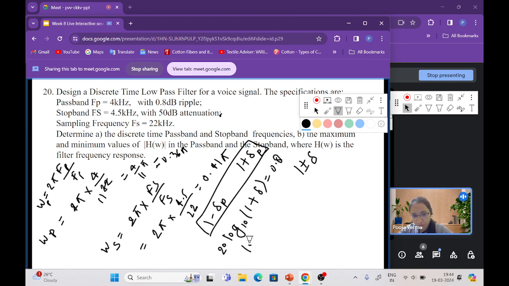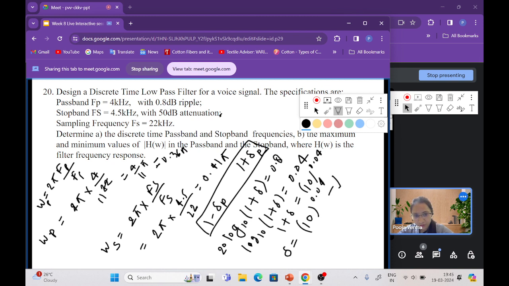Okay, so if you solve this, you will get log 10 of 1 plus del equal to 0.8 divided by 20, that you will get 0.04. Okay, and you solve this log problem. So 1 plus del is equal to 10 to the power 0.04, and in order to find del, 10 to the power 0.04 minus 1, right? You will get 0.096. Please calculate with the calculator.